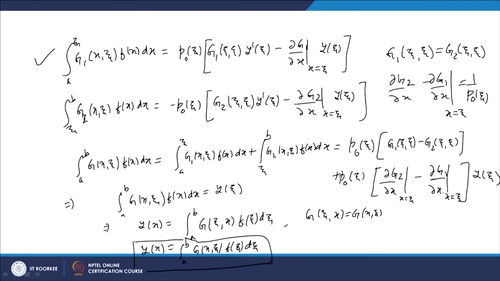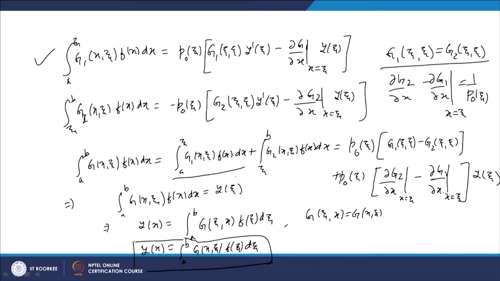We have calculated the integral from a to xi of g1(x, xi) f(x) dx equal to p0(xi) [g1(xi, xi) y'(xi) minus ∂g1/∂x at x equal to xi times y(xi)]. Similarly, we have calculated the integral from xi to b of g2(x, xi) f(x) dx equal to minus p0(xi) [g2(xi, xi) y'(xi) minus ∂g2/∂x at x equal to xi times y(xi)]. Now, we use this condition. So, let us see the integral from a to b of g(x, xi) f(x) dx equal to the integral from a to xi of g1(x, xi) f(x) dx plus the integral from xi to b of g2(x, xi) f(x) dx equal to.